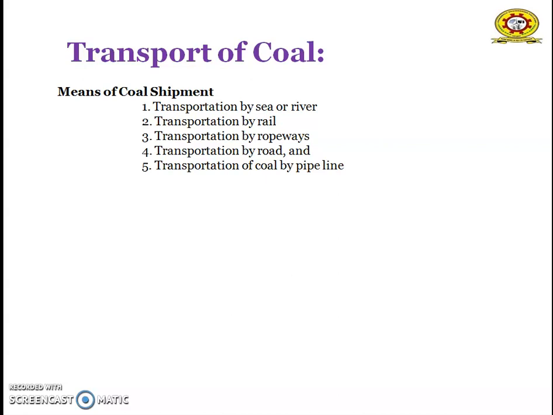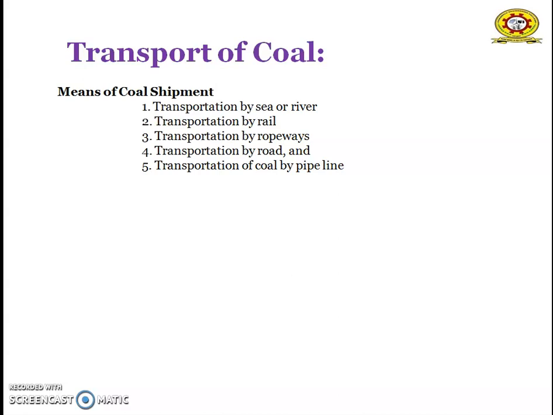Next, transportation by rail wagons. Transportation by ropeways, by using ropes. Transportation by road, means by using tipping trucks. Transportation of coal by pipelines, means by using pipelines the coal is transported. Since the liquid fuel prices are increasing day by day, and at many locations the existing railway facilities are not sufficient to cope with the increasing demands of the thermal power station.